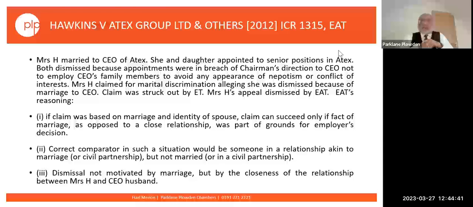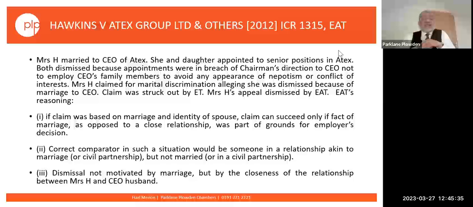Now, the claim was struck out by the employment tribunal on the application of the respondent, because the respondent said marital discrimination cannot apply to a case in which you are complaining because of adverse treatment on the grounds that you're married to a particular person. Okay, so what the EAT did was it dismissed Mrs. Hawkins' appeal and said this by way of reasoning, and I summarize. It said that if the claim was based on marriage and the identity of the spouse, it can only succeed if the fact of the marriage, as opposed to a close relationship, was part of the grounds for the employer's reason.